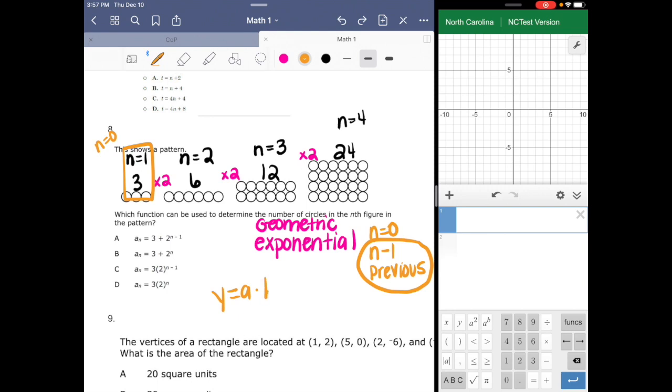So remember, exponential is y equals a times b raised to x. But this time we're going to do a times b raised to x minus 1 because we're going to do the previous term. So my a value is my 3. So my a becomes 3. My b is what I'm multiplying by, which is going to be 2. So therefore my answer is going to be n minus 1, making the a.